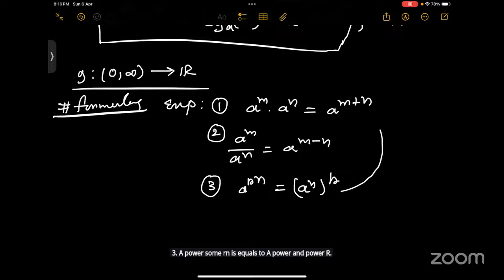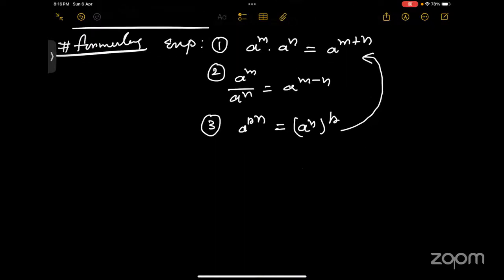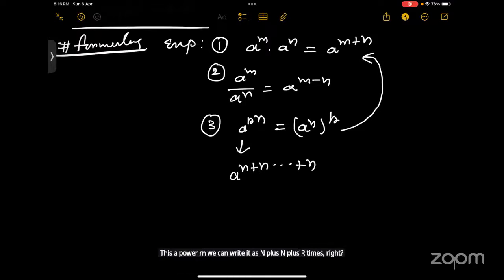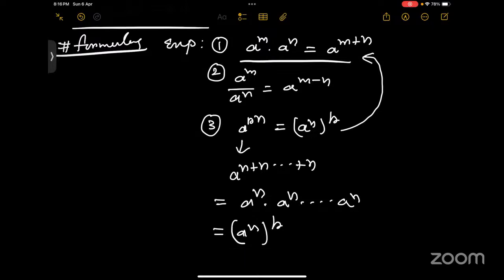And this is basically coming from this formula. Can you relate how it is coming from this formula? This a power rn, we can write it as n plus n, r times, right? Then using this formula, we can write it as a power n into a power n, and it is nothing but a power n to the power r. Similarly, we can write it as a power r to the power n, right? Is it fine? Yes.